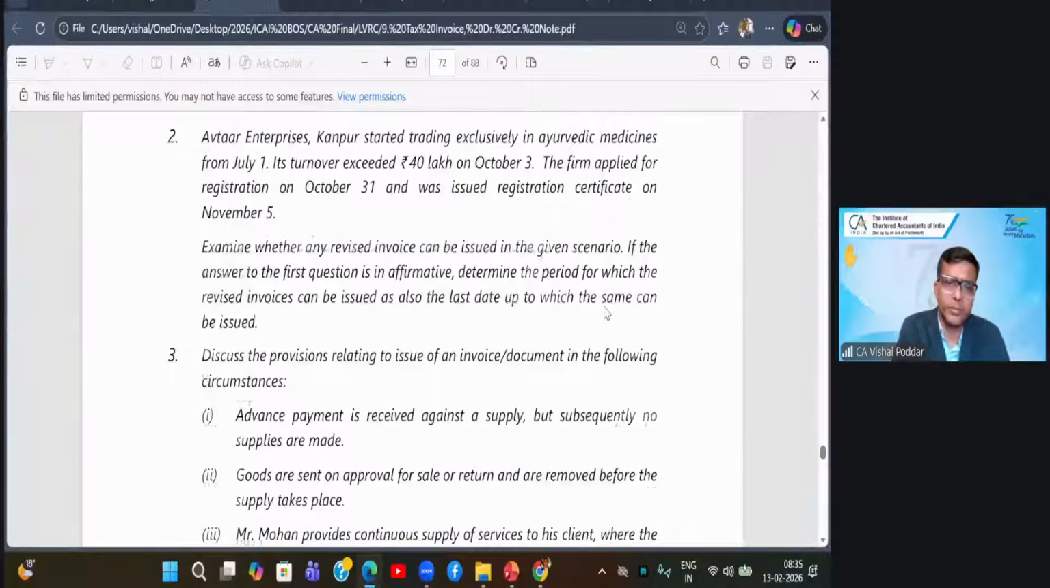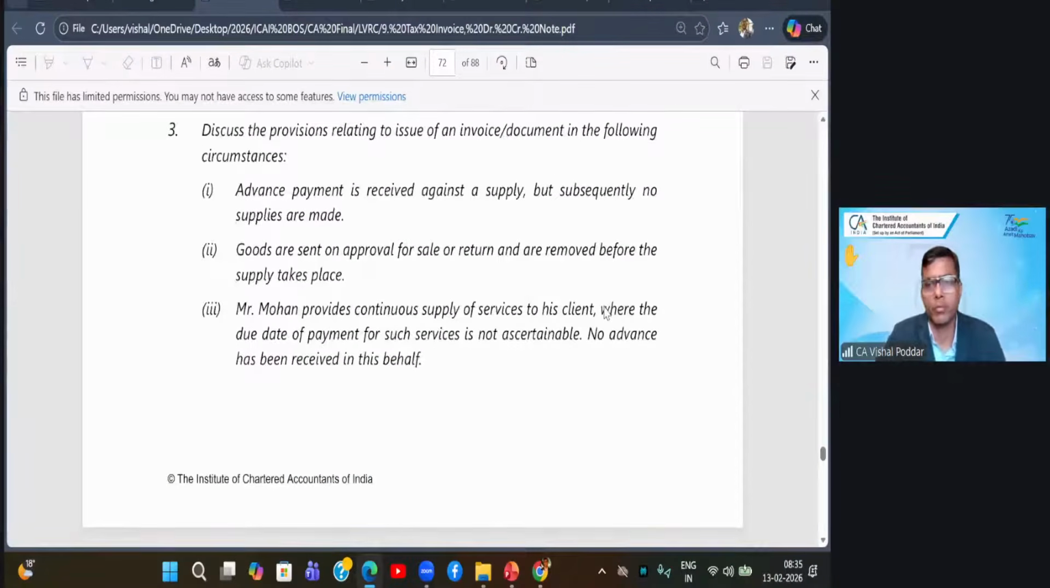Is this clear, students? Yes, sir. Perfect. Please read question 3. Discuss the provisions relating to issue of an invoice document in the following circumstances. First, advance payment is received against a supply, but subsequently no supplies are made. So you received advance payment, but eventually supplies were not made. So what are the documents required to be done over here? So refund voucher we have to give.